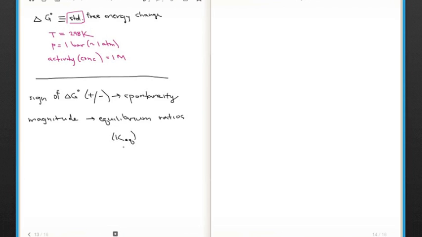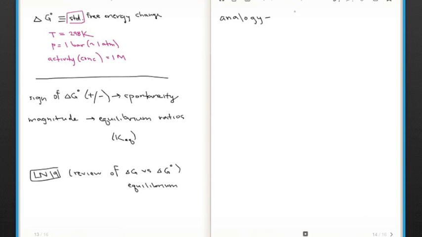or K sub EQ. And I will refer you to lecture note number 19 for a thorough discussion of relevant equations that relate delta G naught to KEQ, and also the difference between delta G naught and delta G, which will then allow us to move on to just a brief analogy. I omit this extra material because while it is extremely important, and I would strongly suggest that you go back and look at it, you do not technically need it to solve these problems. So for the sake of time, let's move on.